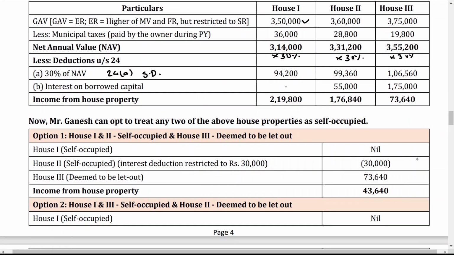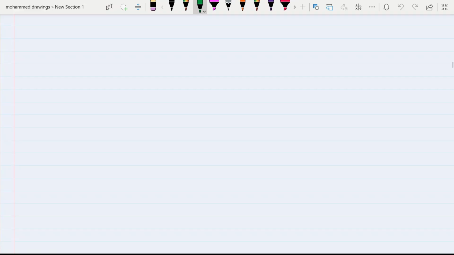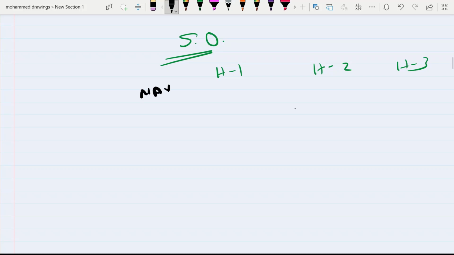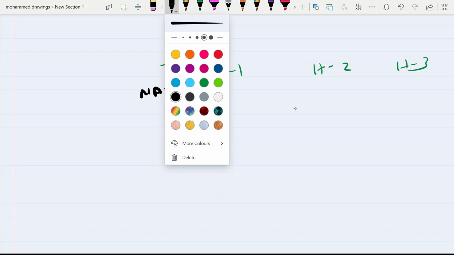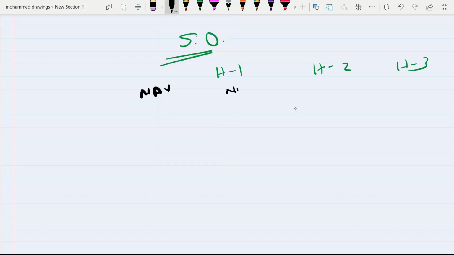Now let us assume that Mr. Ganesh can opt to treat any two of the above house properties as self-occupied property. Now we are assuming that these houses will be treated as self-occupied property. But for that we have to do the calculation. Now if you treat all the houses as self-occupied property, in house number 1, house number 2, and house number 3, NAV is nil. In all the cases your NAV is nil.